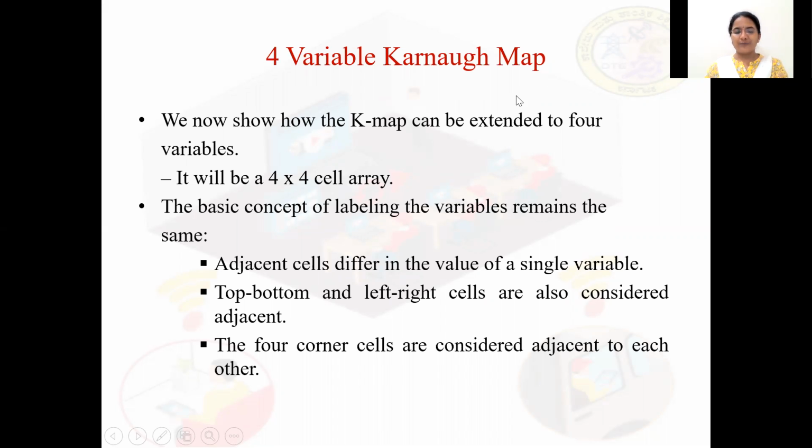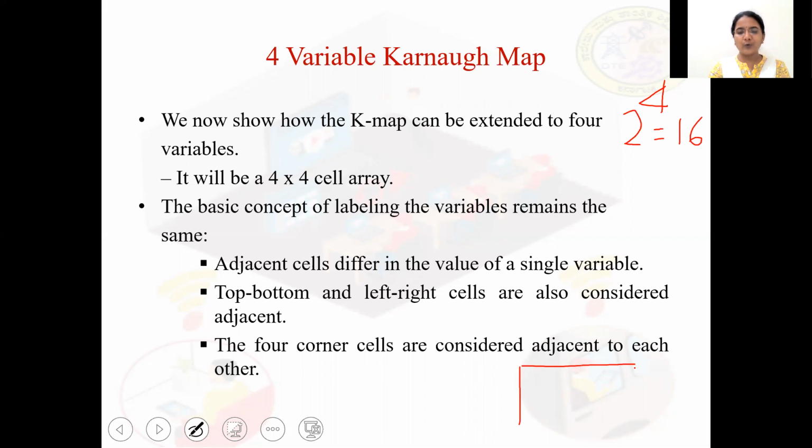4 variable Karnaugh map. We know how to write the K-map for the n variable function. For the 4 variable function, we should have 2 power 4 number of squares in the K-map. 2 power 4 is equal to 16 cells. The rectangular diagram should be divided into 16 squares, 4 rows and 4 columns.